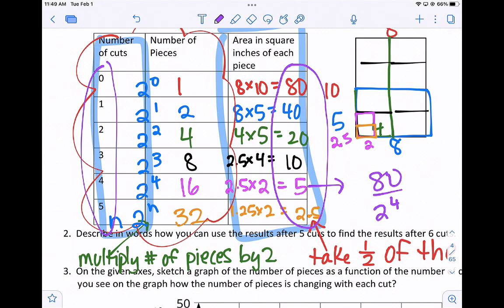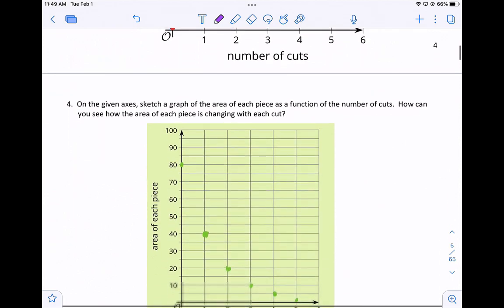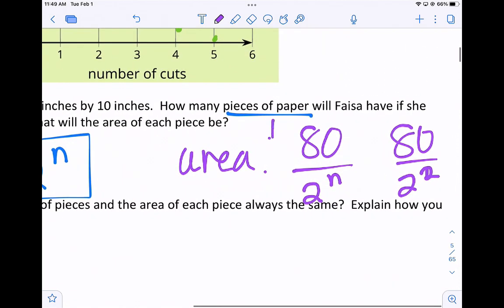80 divided by 2. Let me put this in parentheses here. I'm just typing it in my calculator. To the fourth power. Yep, that works. Okay, so here's our function. It's 80 divided by 2 to the n for the area.